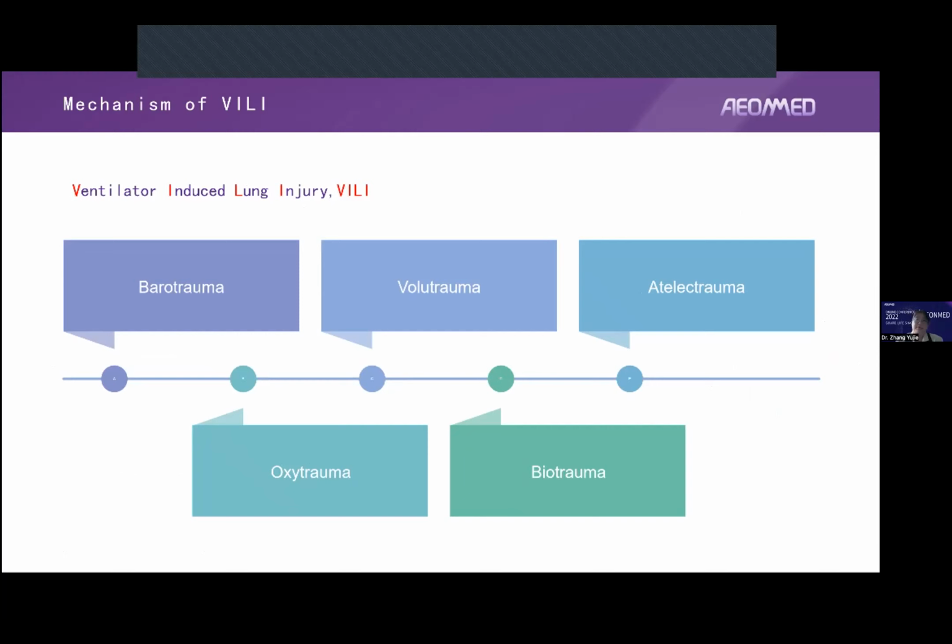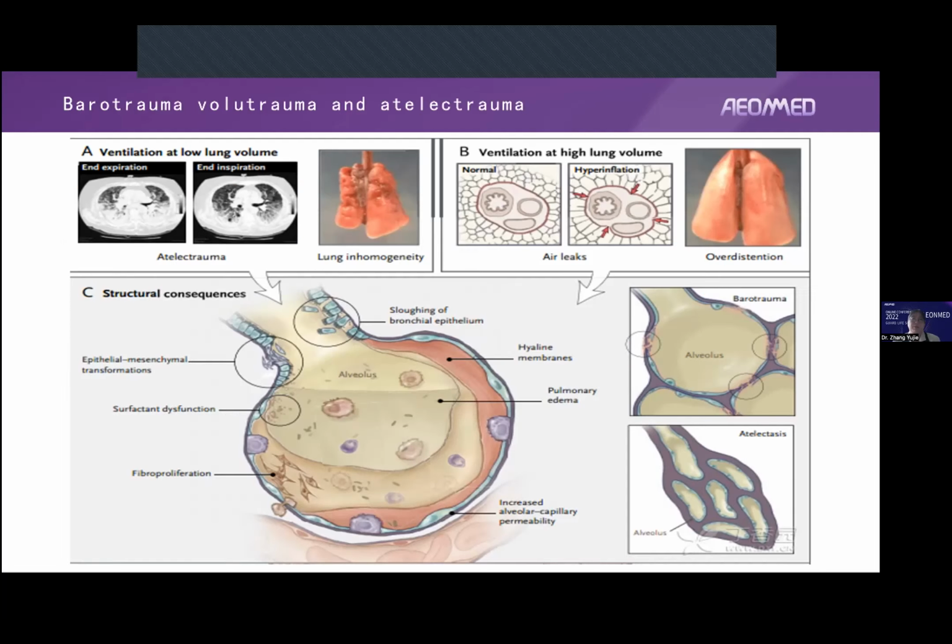The mechanism includes 5 parts: barotrauma caused by high pressure, volutrauma caused by a high volume of ventilation, atelectrauma caused by alveolar atelectasis, and of course oxytrauma caused by the high concentration of oxygen, and biotrauma caused by the inflammatory factors. And this picture shows how these traumas make our lung, we'll say, sick.